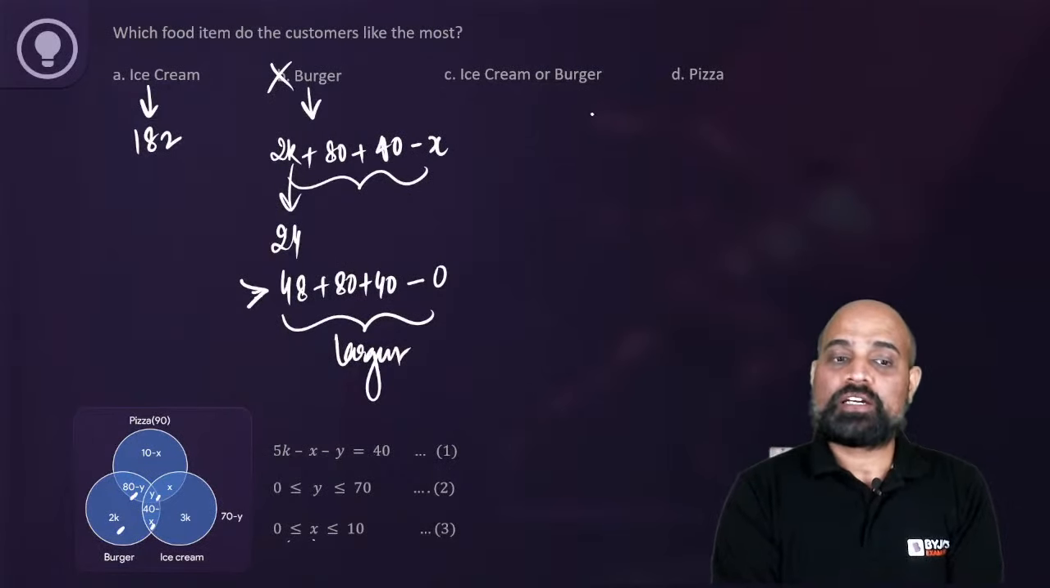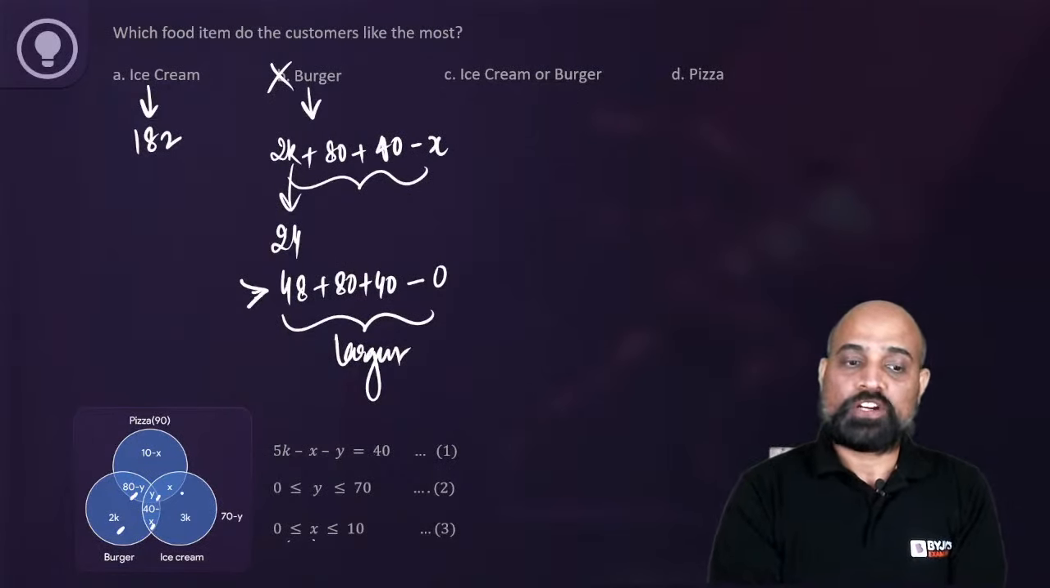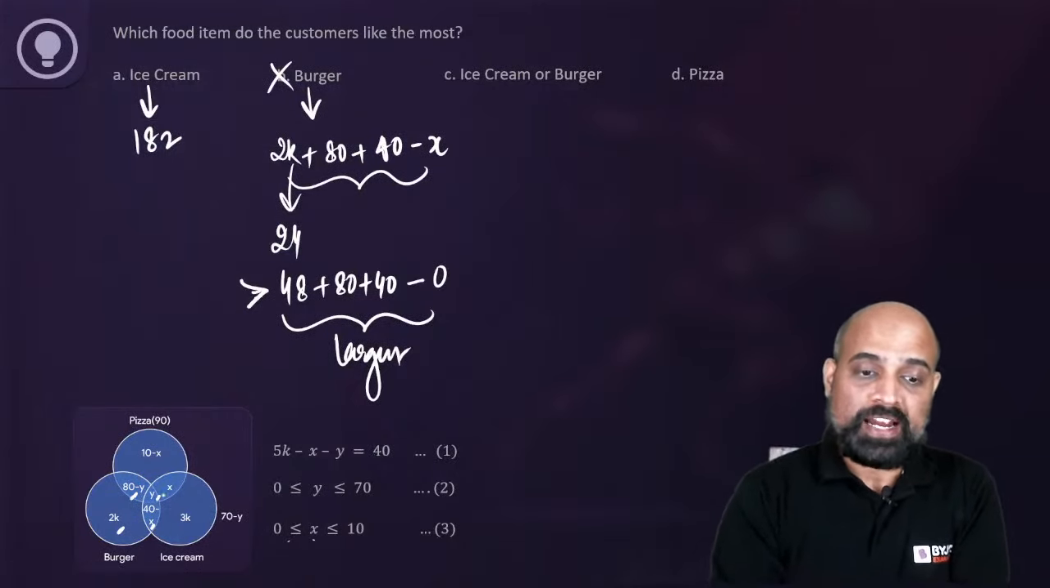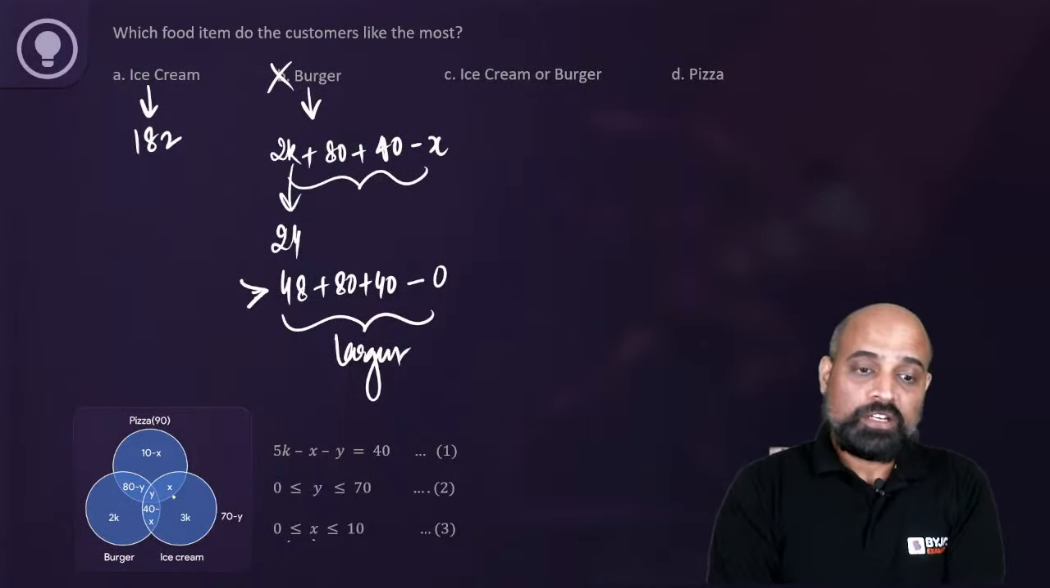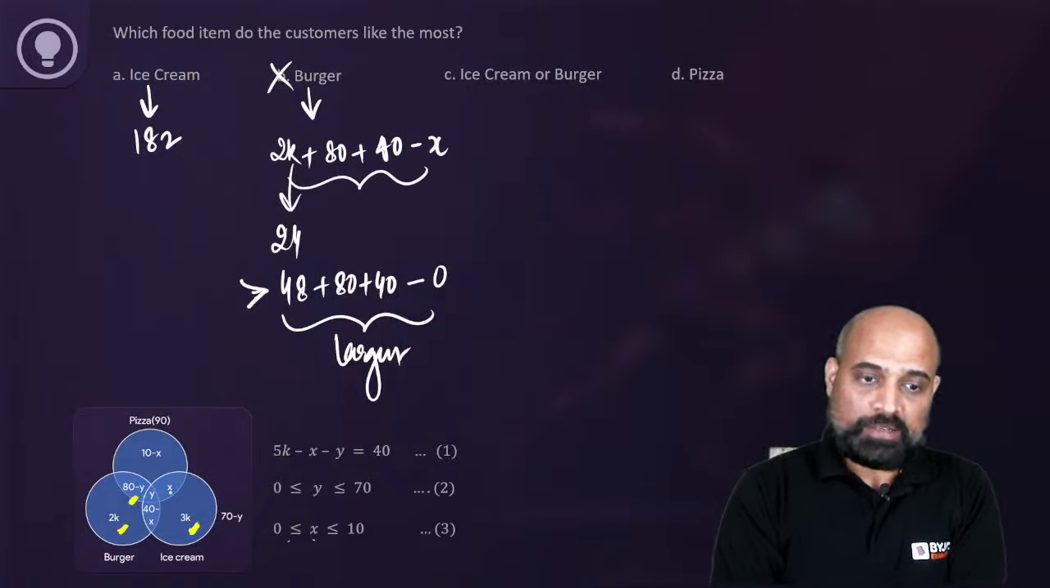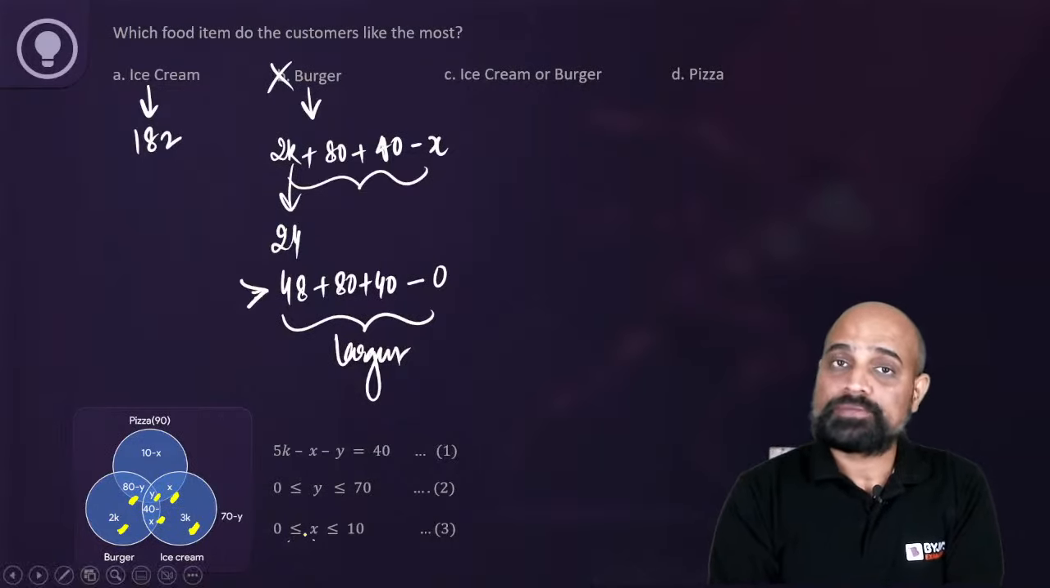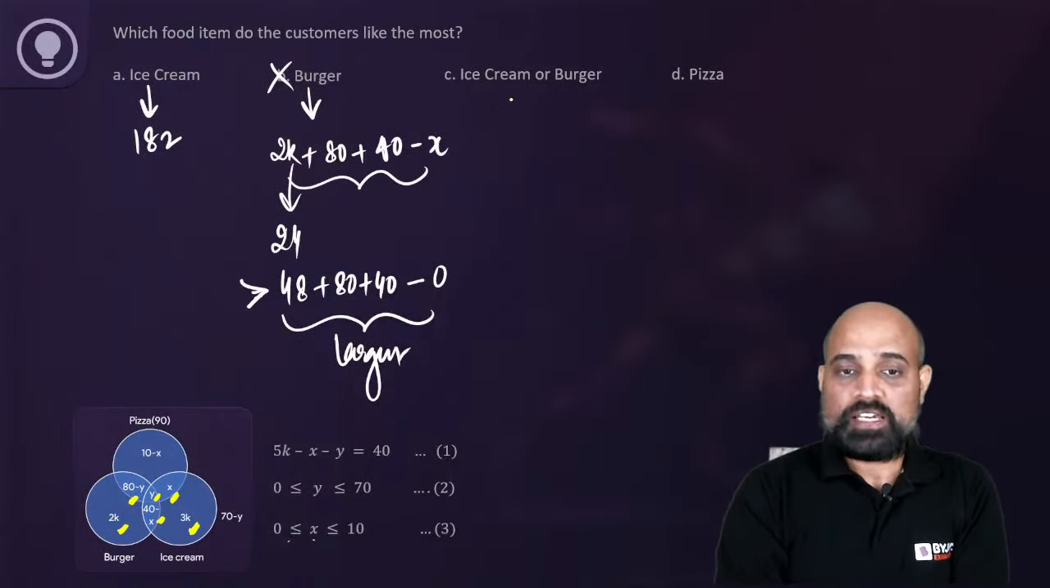Ice cream or burger? So if I talk about ice cream or burger, it means I am supposed to add all the 9 regions, sorry, not 9 regions, all these 6 regions, 2k, 3k, 80 minus y, x, y, 40 minus x. इनको ऐड करते हैं. 2k plus 3k is going to be 5k.